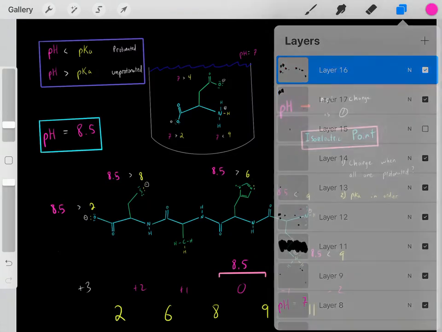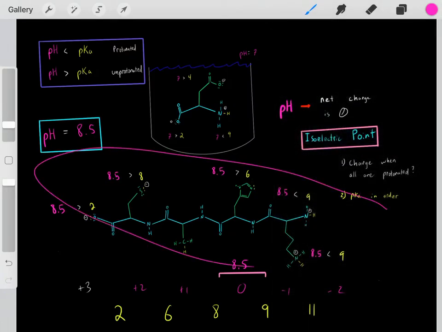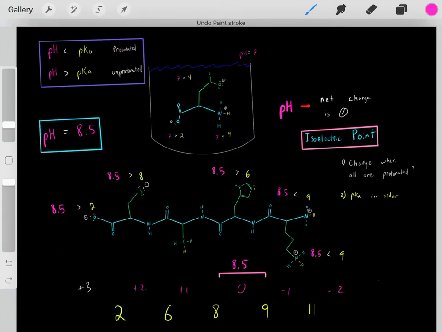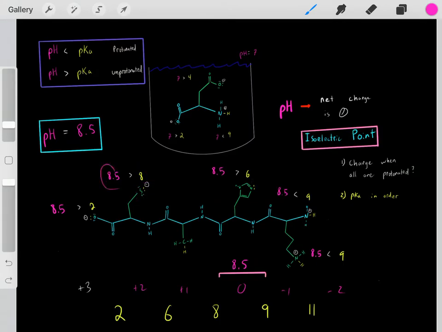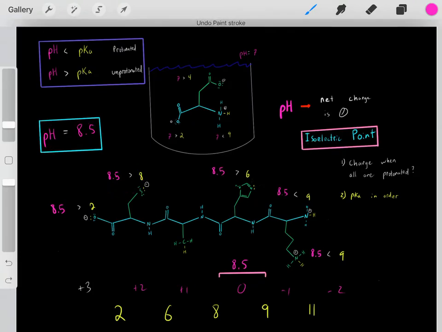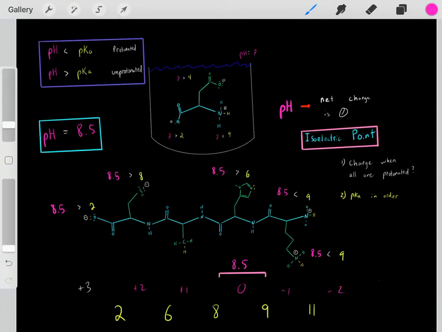And again, we can try it. I know there's a lot of stuff going on here, but the point is at a pH of 8.5, we compare that pH to the pK of all these functional groups. So again, this functional group had a pK of 8. So we compare that to the pH of the solution it's in. And when the pH is greater than the pK, we know it's deprotonated. So this guy will be in its unprotonated form.